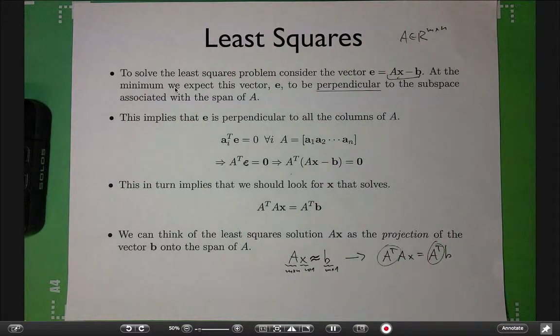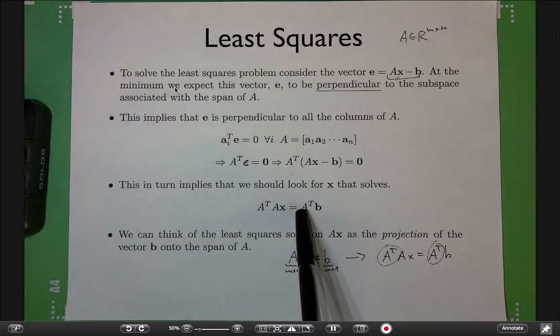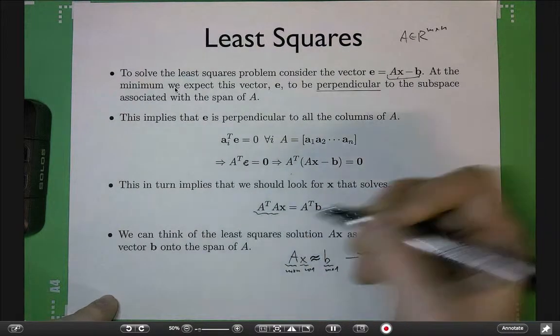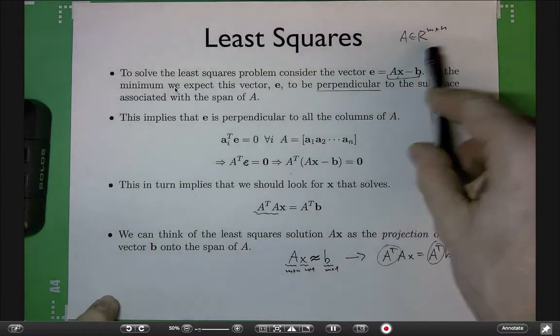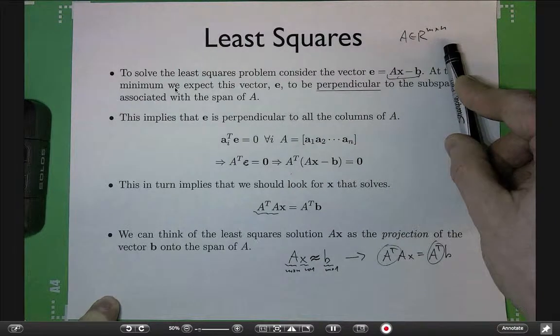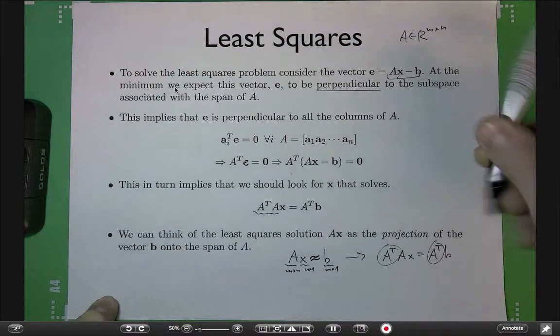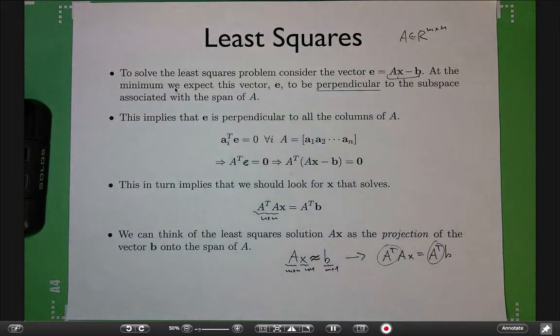Okay, now we still need to solve this, right? We still need to solve this system of equations. Now it's sort of nicer because A^T A, what is the dimension of A^T A? So A is m by n, right? So A^T A is what size matrix? N by n. So it's a square matrix, right? That's one very nice thing.